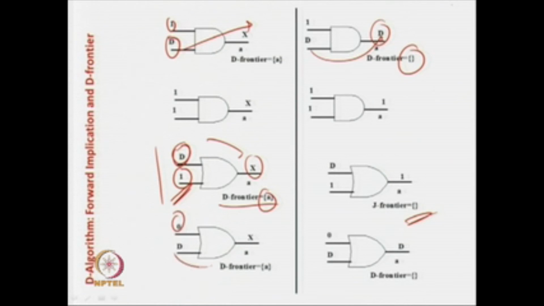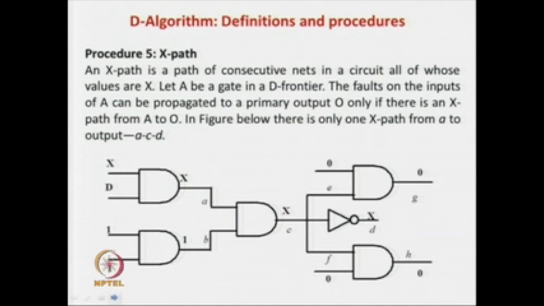If it is 0, then the D effect will be propagated and then this one will help. Correct. So, sometimes there will be lots of gates in J frontier and D frontier, but they will not always be successful, that is, they may not always lead to fault propagation in case of D frontier, and may not always lead to successful justification in case of J frontier. So, there will be lots of gates in J and D frontiers, but some may be successful, some may not be successful. That is what is being shown by the illustration in this example.